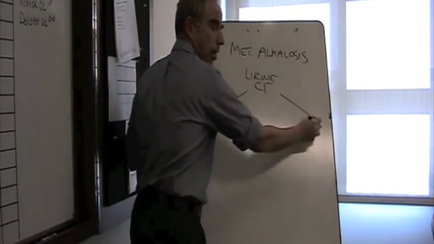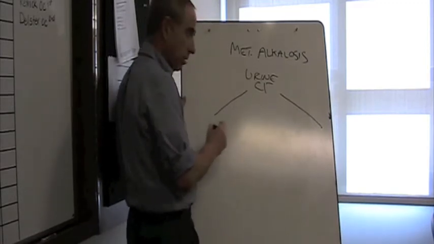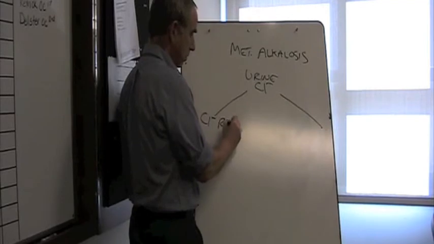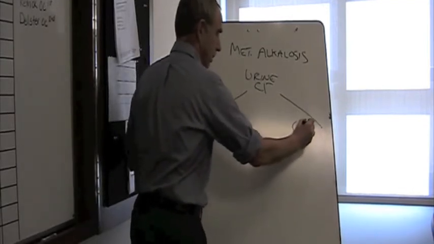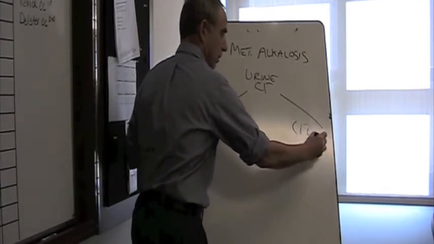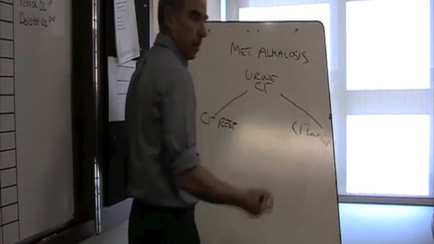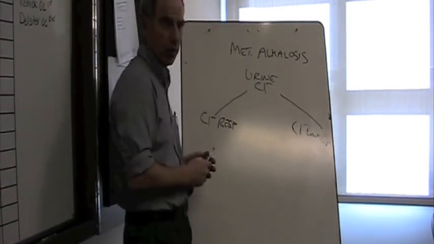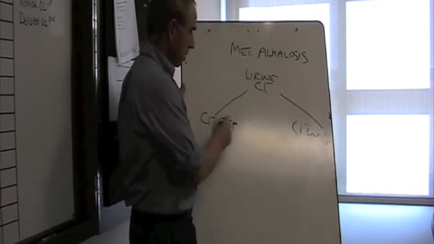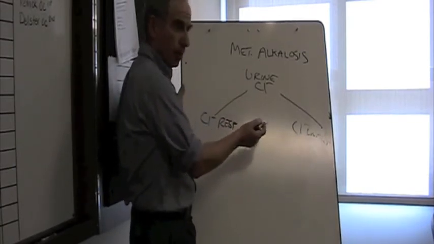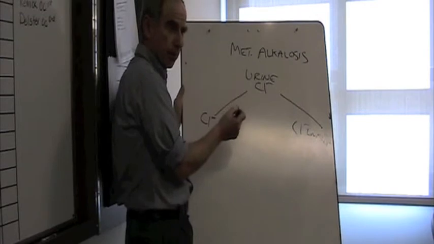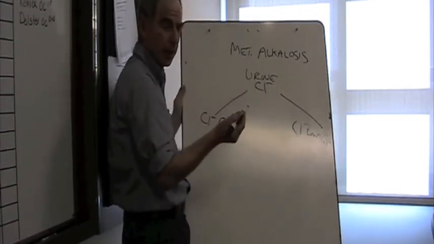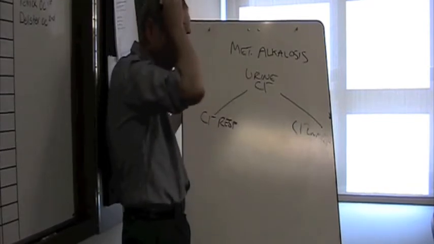Based on the urine chloride, it breaks down into either chloride responsive or chloride unresponsive. So those are the two differentials, just like when you break down the anion gap into increased gap or normal gap. So what's the cutoff for the urine chloride for this? 20. Depending on where you read, you're going to read different things in different books.